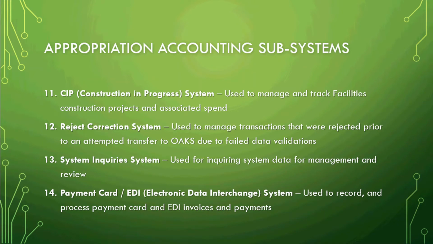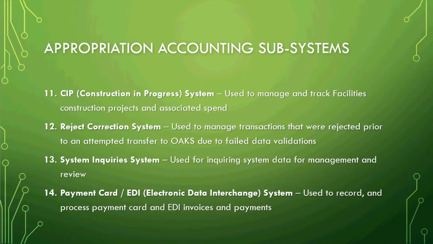11th is the CIP system, or Construction in Progress. This is used to manage and track facilities construction projects and associated spend. 12th, the Reject Correction System, used to manage transactions that were rejected prior to an attempted transfer to OAKS due to failed data validations. 13th, the System Inquiry Screen, which is used for inquiring system data for management and review.